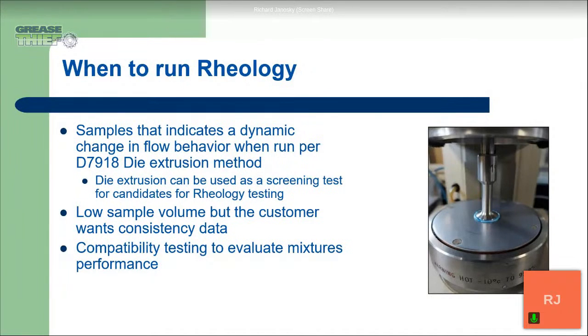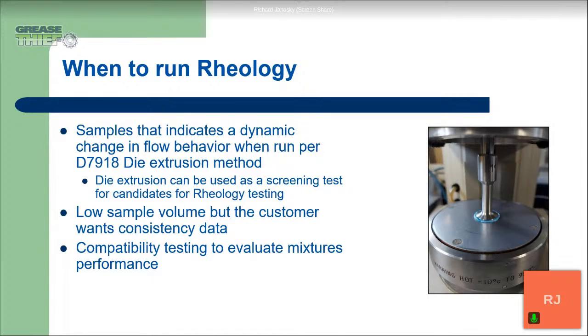So when do we want to run rheology? One time that we're going to recommend it from the laboratory is if we see a dynamic change in the flow behavior when we're running the die extrusion test in ASTM D7918. As we talked about in the beginning, die extrusion is a quick test. It can be used as a screening test for candidates for rheology testing. If the die extrusion looks good, we don't need to perform rheology, but if die extrusion is leading us to believe that there's been some kind of change in the grease's properties, running the rheometer is going to allow us to understand those changes and then quantify them with data compared to that baseline.